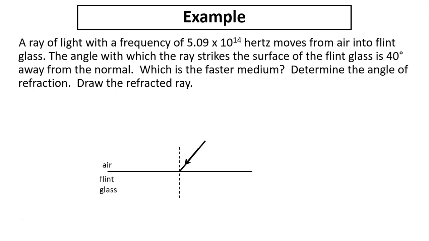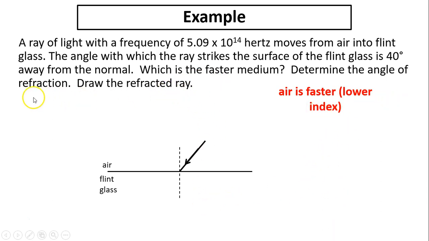Let's take a look at another example. A ray of light with frequency 5.09 times 10 to the 14 hertz moves from air into flint glass. The angle with which the ray strikes the surface of the flint is 40 degrees away from normal. Which is the faster medium? Determine the angle of refraction and draw the refracted ray. So the angle of incidence is always the angle between the incident ray and the normal. So over here, it has to be 40 degrees. We know air is less dense, so the speed in air is faster because it has a lower index.